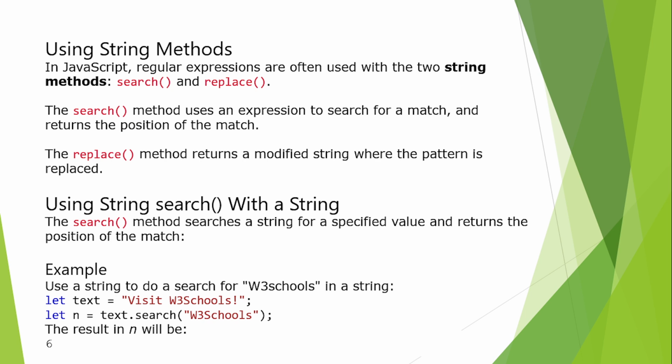Using a string with search. The search method searches a string for a specified value and returns the position of the match. Example: use a string to do a search for W3Schools in a string. Here let text is equal to "Visit W3Schools", and then let n is equal to text.search("W3Schools"). The result in n will be 6.